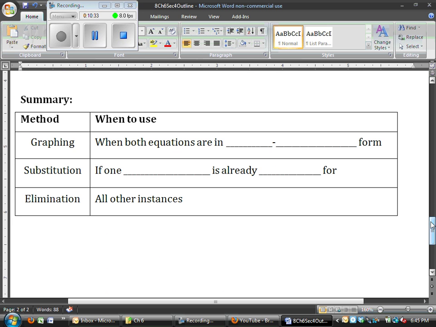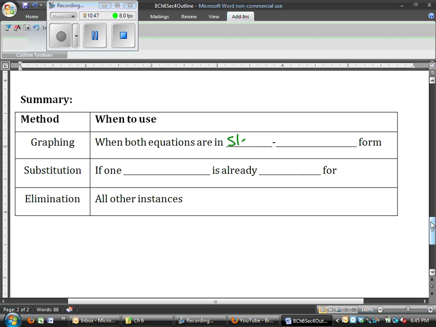Okay? So now we have a summary here of when to use these three methods. On the test, all you're going to be given is a bunch of systems, and you're going to have to decide which one to use. Okay? So I want to use the graphing when both equations are in slope-intercept form. That's always going to be the best time. Okay? Substitution, if one variable is already solved for. Okay? And then elimination, you're just going to use any other time. All right? So that's the end of section 4.